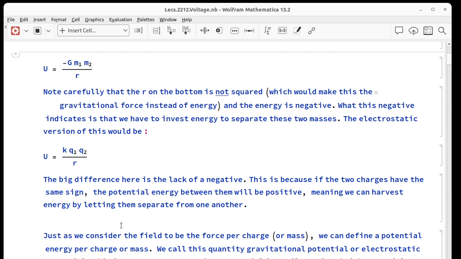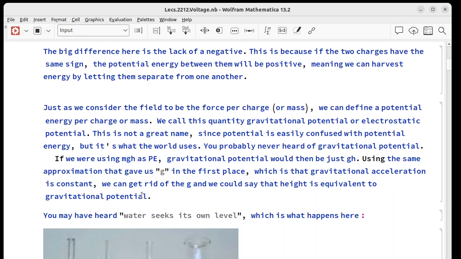The electrostatic version of this is very similar, except we don't have to worry about putting the negative sign in by hand because it's already taken into account. We have the constant from Coulomb's law, and then the two charges that we're talking about, and again the distance between them, and it's not squared. Here, if the two charges are opposite in sign, we'll get a negative energy automatically. If they're the same sign, we'll get a positive energy, meaning they want to push away from each other.